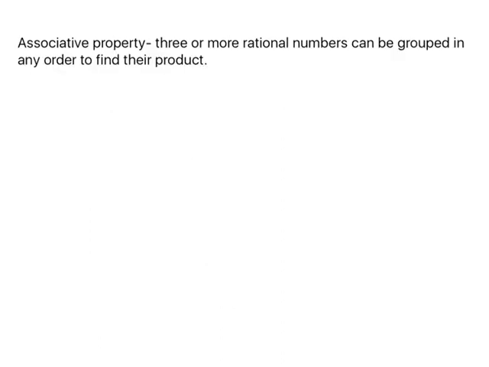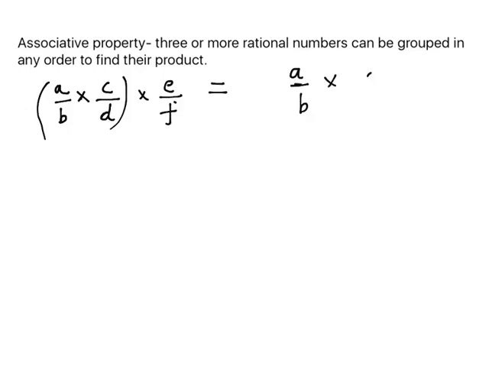Next property, we have the associative property. According to the associative property, if we have three or more rational numbers, we can group them in any order to find their product. Suppose we have a by b, c by d and e by f. If we group a by b and c by d, then the result multiplied with e by f will give the same result as if we group c by d and e by f. So the grouping of rational numbers in any order doesn't make any difference in the answer.